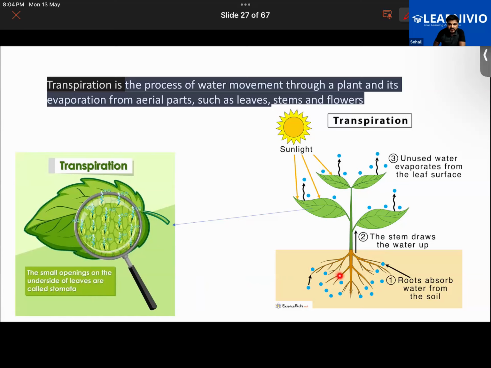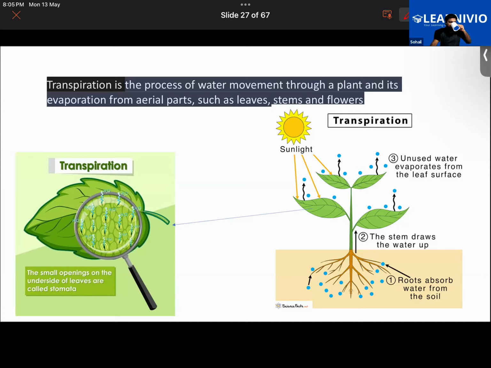See, you know that the roots' function is to absorb water from the soil. So this absorbed water goes towards the leaf. Some of the water will be used up by the leaf, while some of the unused water will evaporate from the leaves. Yes, Aman.